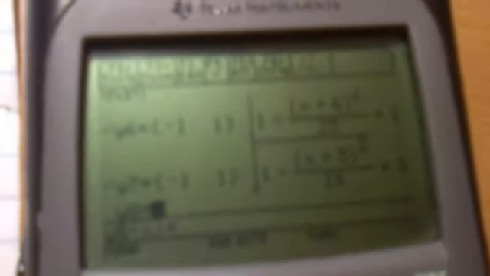Make sure to pause the video when you copy the equations down. Or if you would like, I wrote it down. So if this is easier for you, then copy it down. When you type it into the calculator, it takes quite a while to get all of them in because there are a lot of equations.